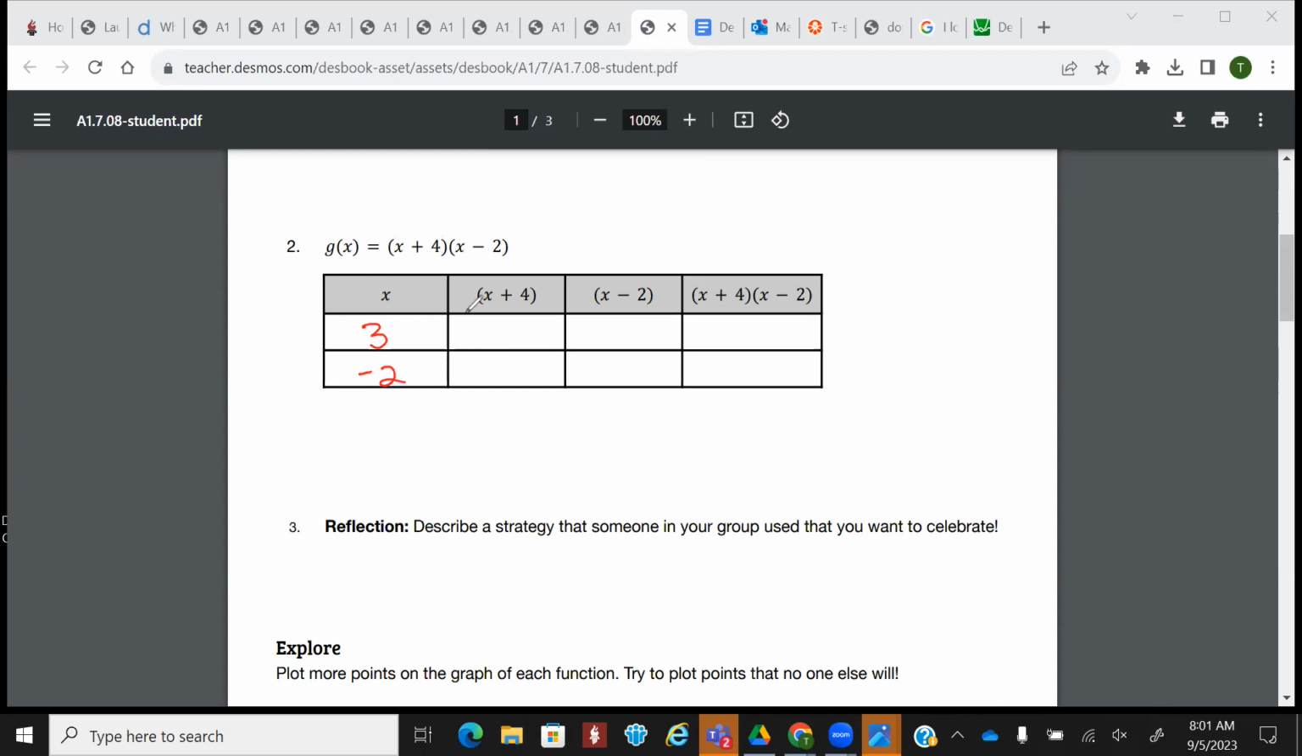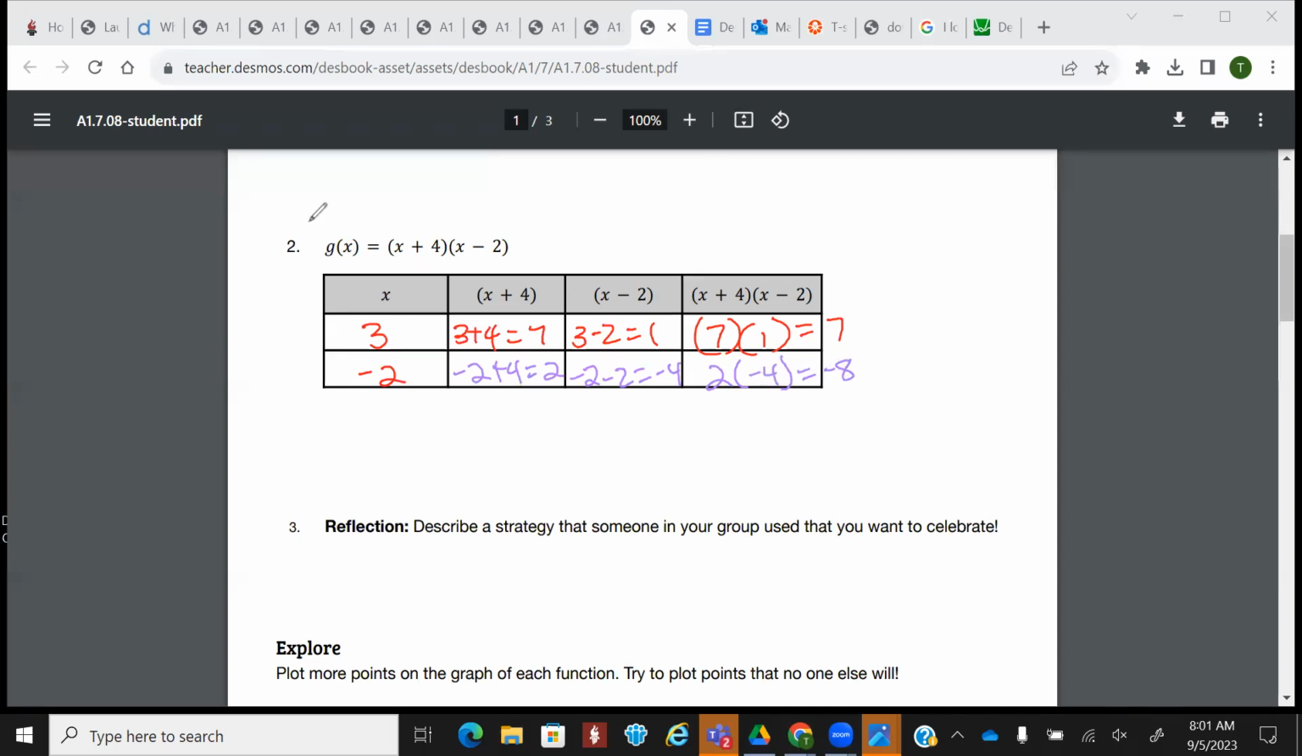And I'm going to simplify and plug in. That's going to give me 3 plus 4, which is going to give me 7. And then 3 minus 2, which is going to give me 1. On this one, hopefully you didn't make this mistake, but you have 7 times 1, which is going to give us 7. Not 7 plus 1. On the next one, when we plug in -2 plus 4, that's going to give us 2. And then -2 minus 2, which is -4. 2 times -4 is going to give us -8.